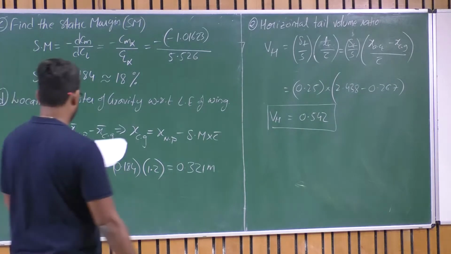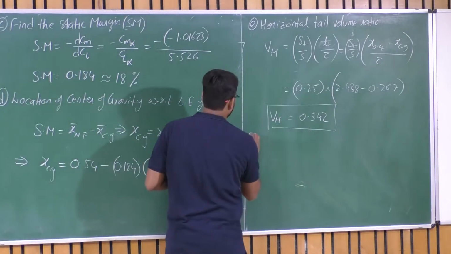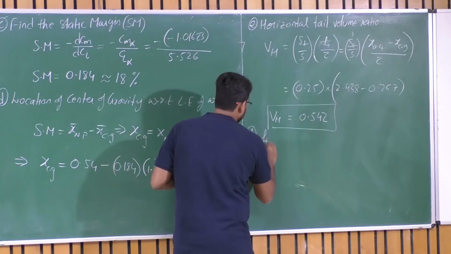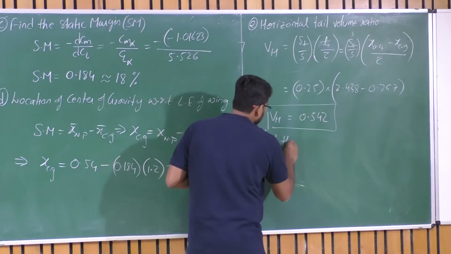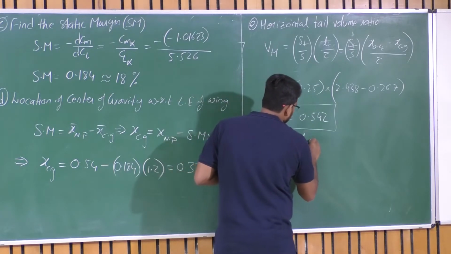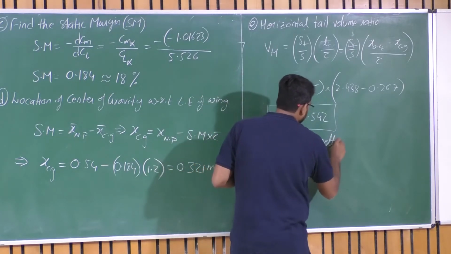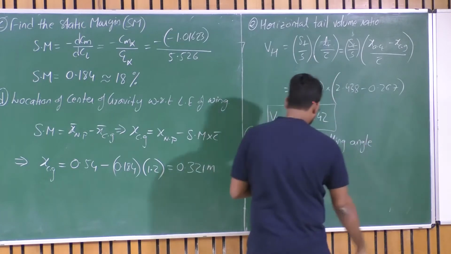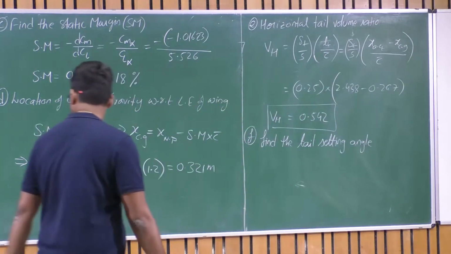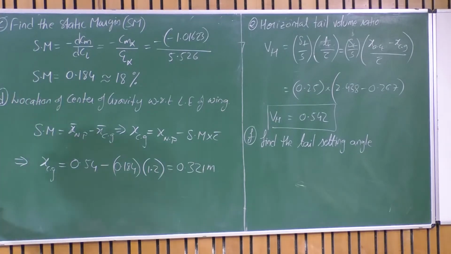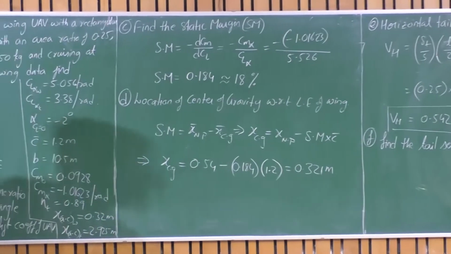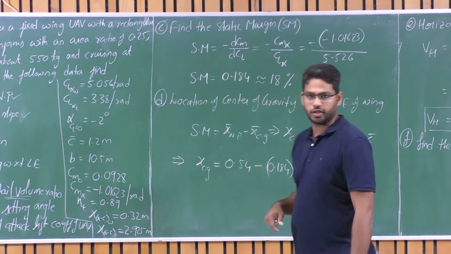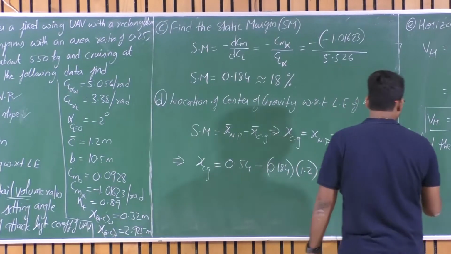And the next question is about finding out the tail setting angle. Right? So find the tail setting angle. How do you find this tail setting angle? You have CM naught given, right? You know CM naught. We know tail setting appears in CM naught, right? Affects the CM naught. So let us write down that equation.